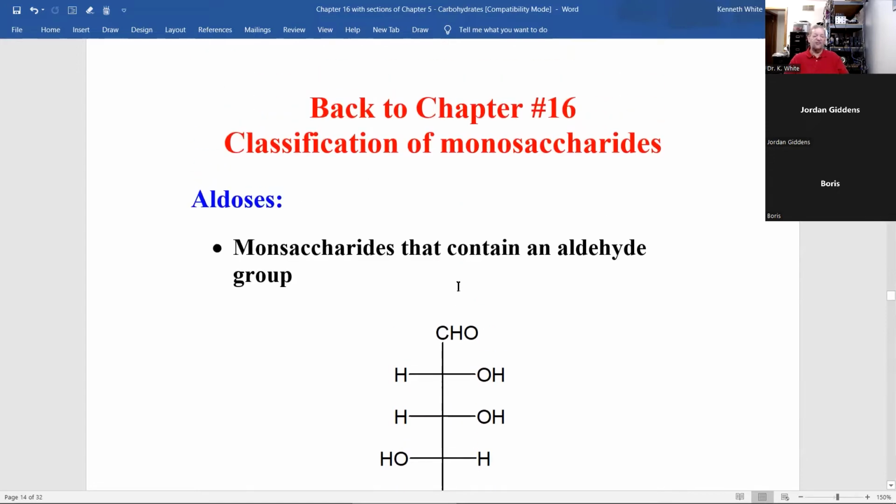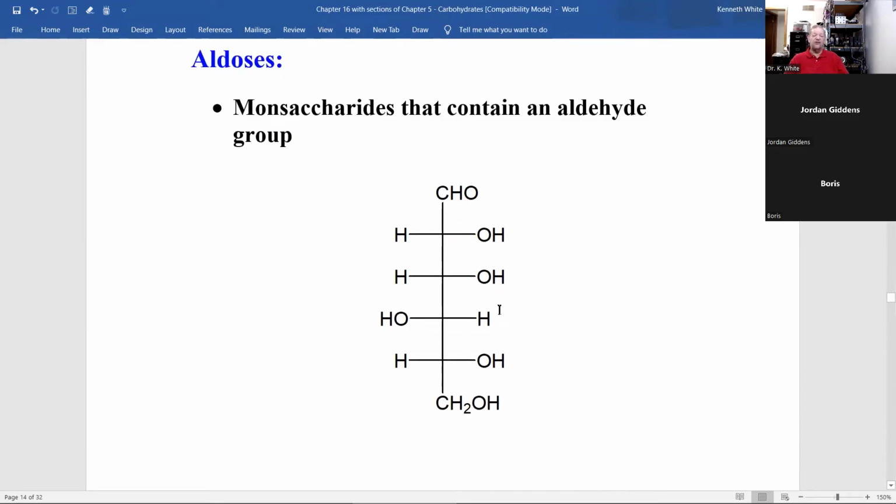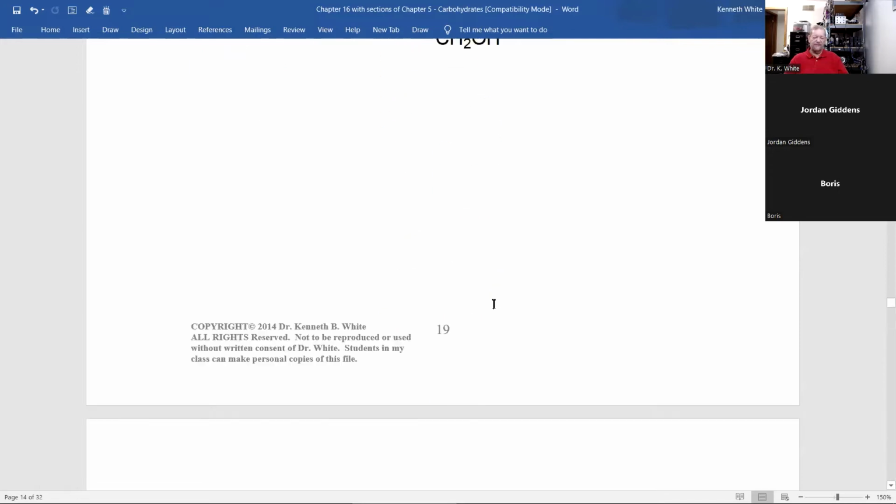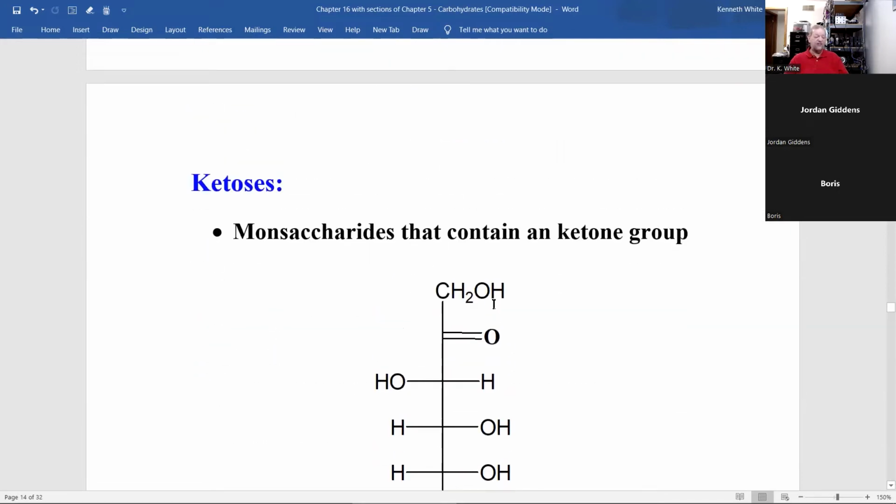Will it be on the test? Now we have monosaccharides that are aldehydes, and we call those aldoses. And here's glucose. Again, this is in case you ever need it later on in another course. Well, you heard it from Dr. White first.